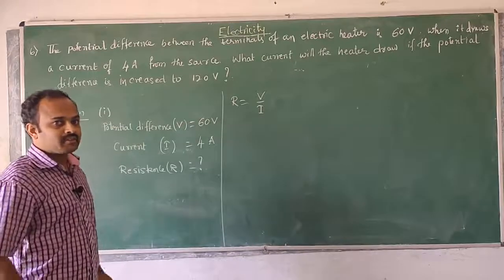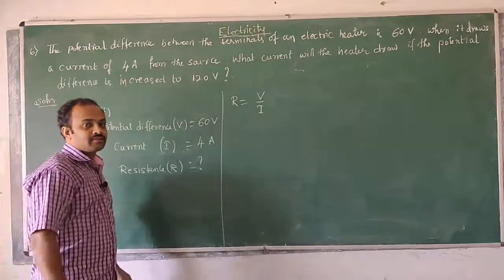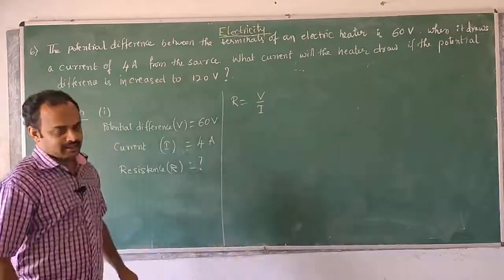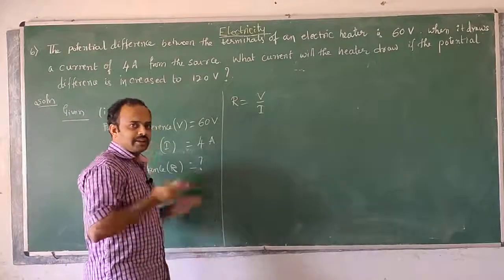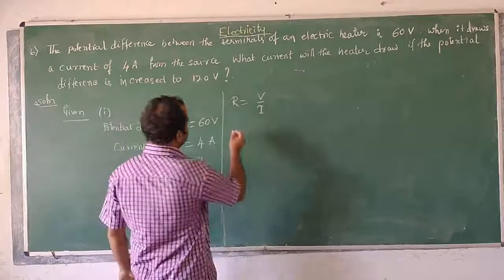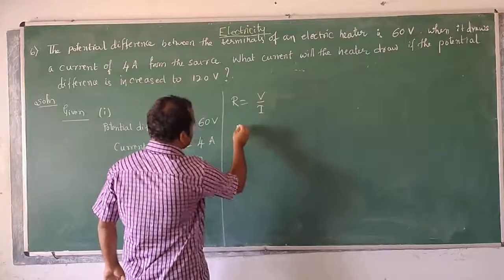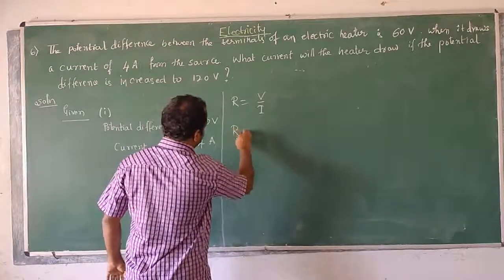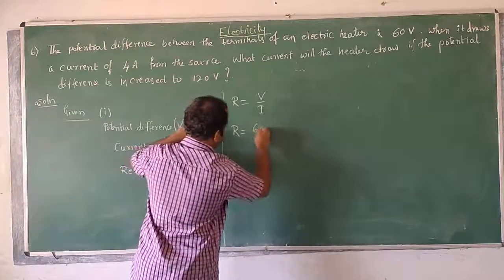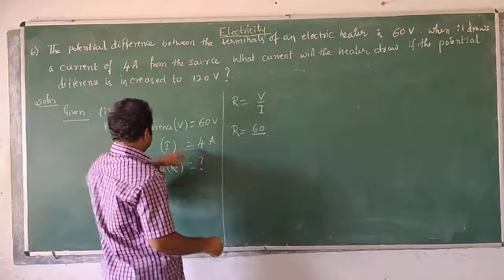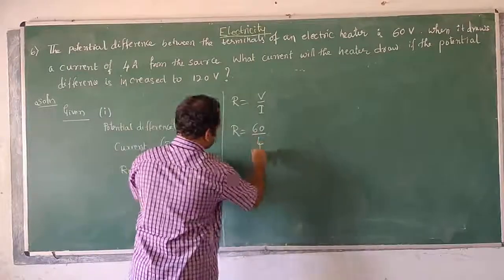Resistance of a conductor is always constant. Resistance does not vary for the same conductor. Okay, if length increases, then it varies. If area increases, then it varies. If it is the same, we can take that the resistance does not vary. R is equal to V, put in there 60, divided by current I, which is 4.